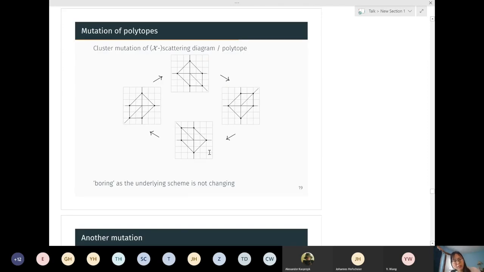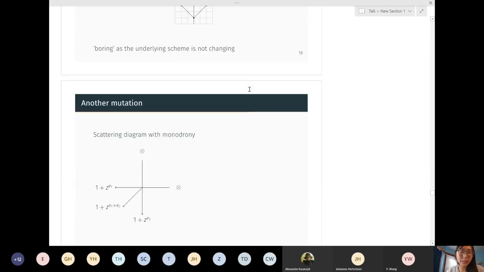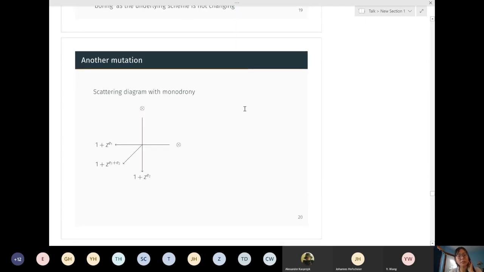But you can also see, as we say, mutation is kind of a change of coordinate in some sense in the cluster world. This mutation, like the different mutated polytope, will give us another compactification. But this is boring because the underlying projective variety doesn't change, because we are just switching the coordinate. So here I actually want to propose another type of polytope, and I guess that might be even more familiar to people who are working with mutation of polytopes.